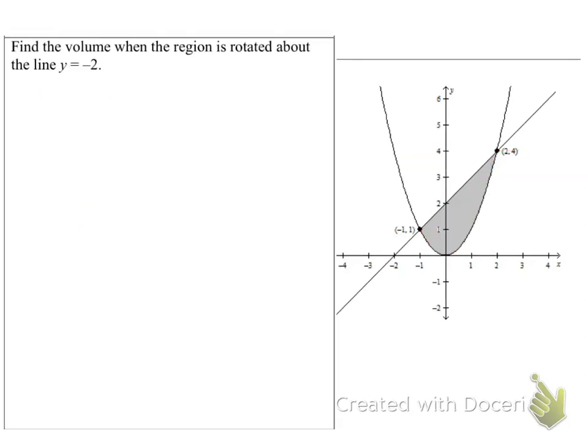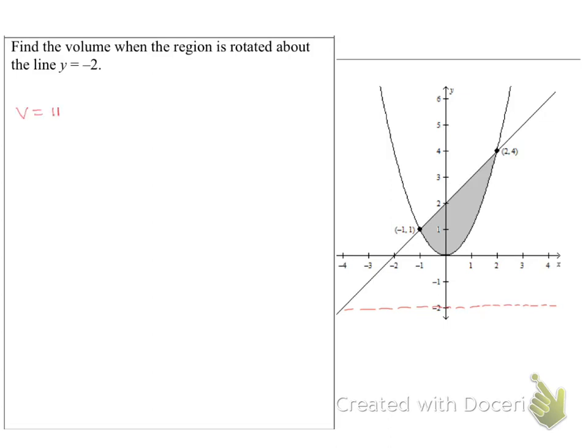One more. Let's find the volume when the region is rotated about the line y equals -2. So again, draw your axis. If you think you got it, I encourage you to pause it right now and try to do it on your own, and then fast forward a little bit to see if you get the right answer.